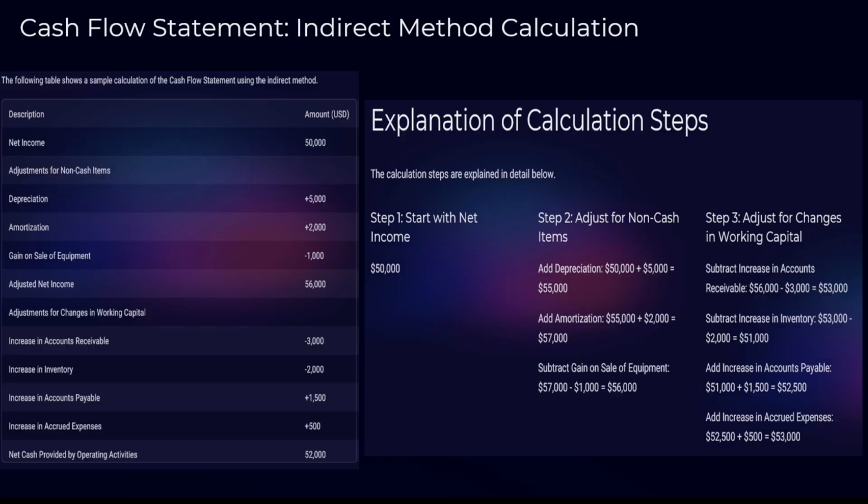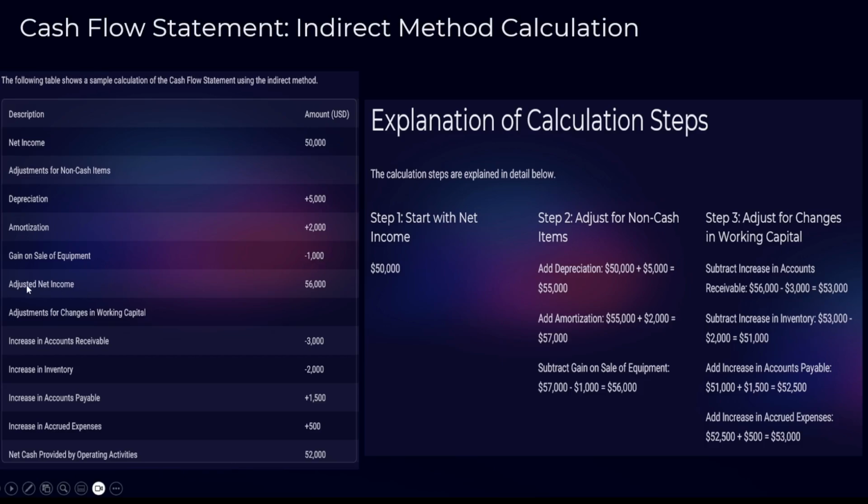We have an example for the indirect method. This is the format for the table, including the description and the net income. Then we have different adjustments for non-cash items, including depreciation of 5,000, amortization of 2,000. Then we have gain on sales of equipment, which is minus 1,000.